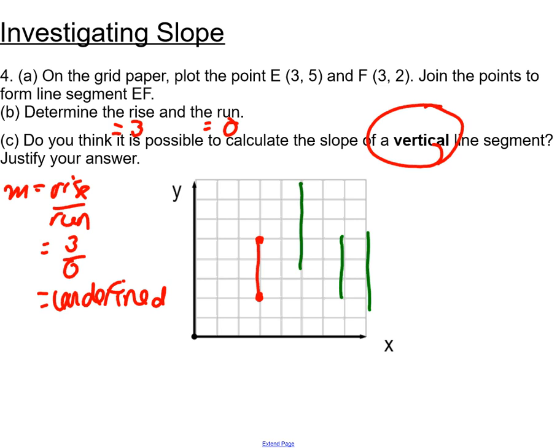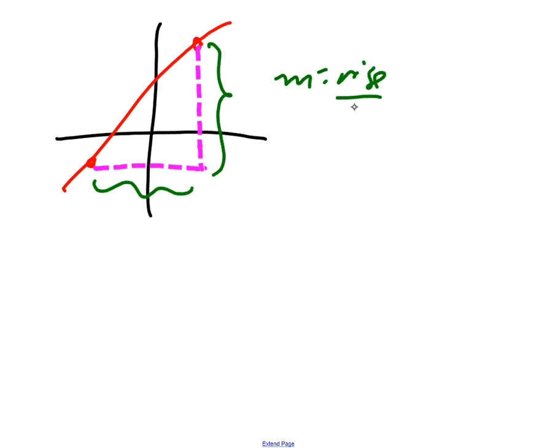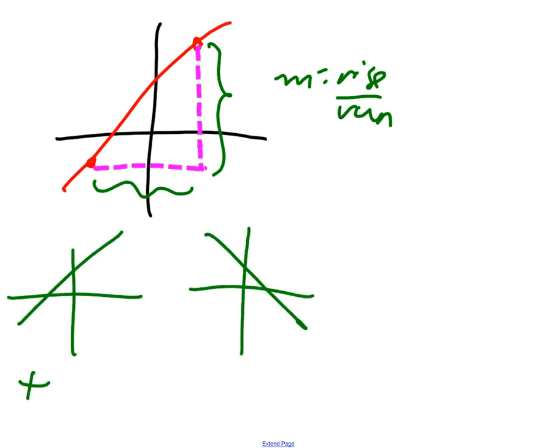So just to kind of refresh, we have lines. If you have a line and I give you 2 points, all you're going to do is make yourself a little triangle connecting those 2 points. And you're going to count the rise, and you're going to count the run, and you're going to do rise over run. The only thing you have to pay attention to are these ones are positive, and these types of lines are negative. So anything up to the right is positive, anything down to the left is negative.